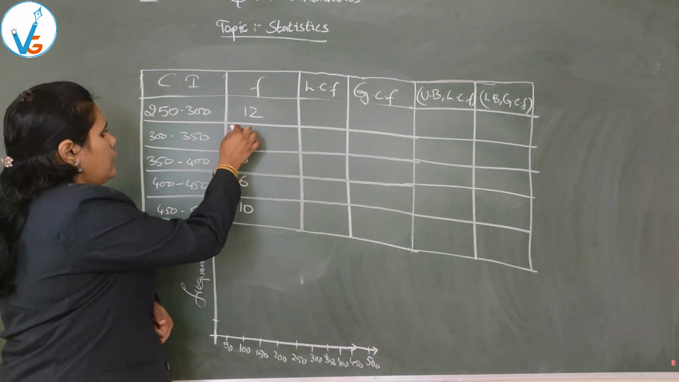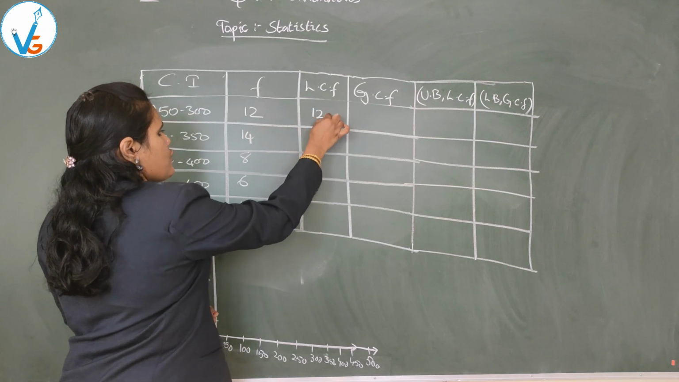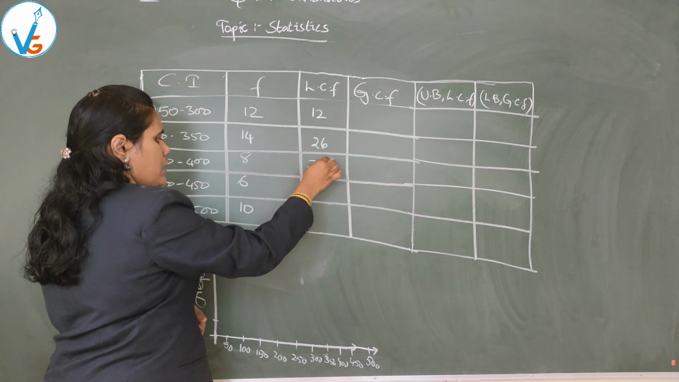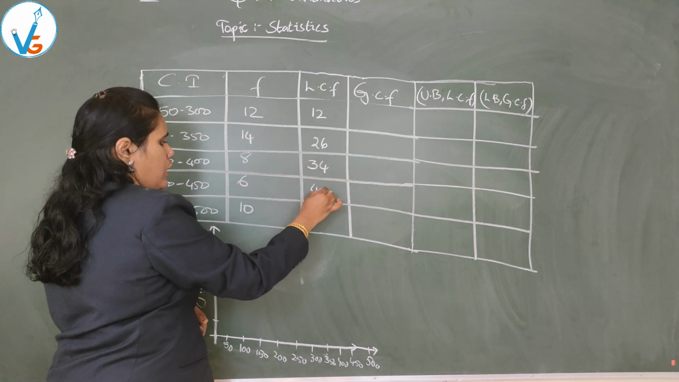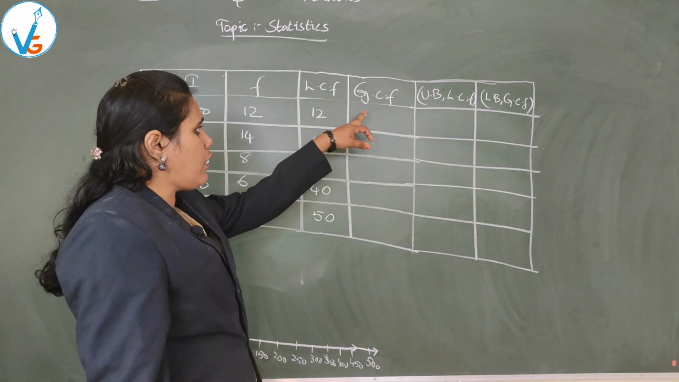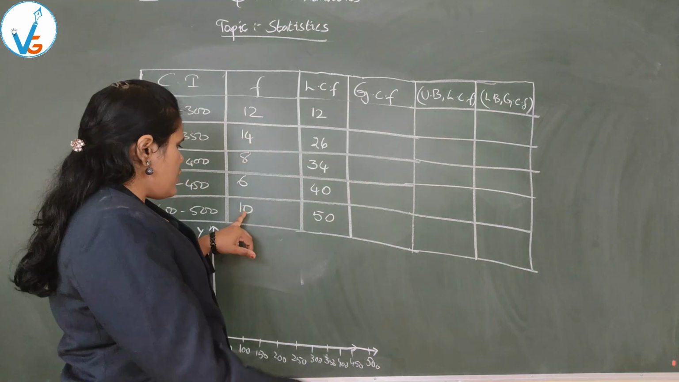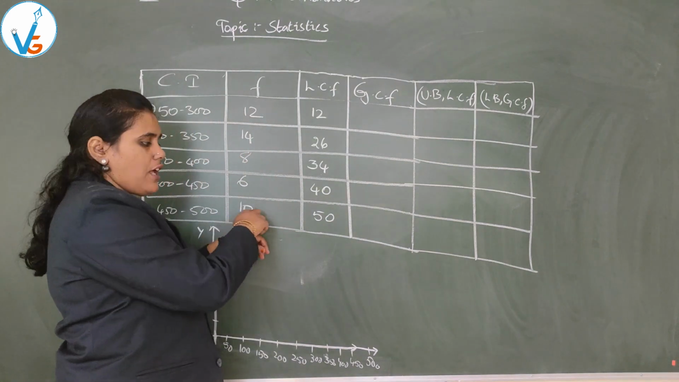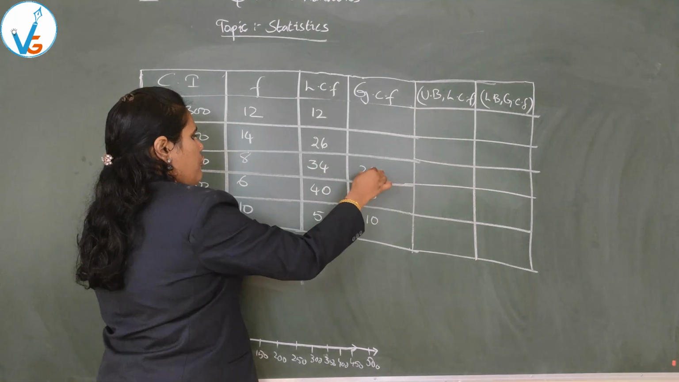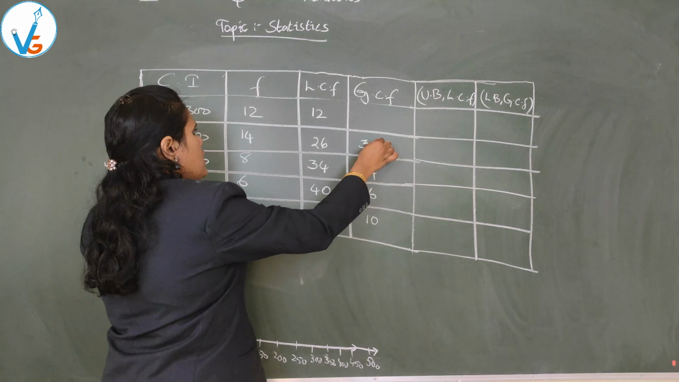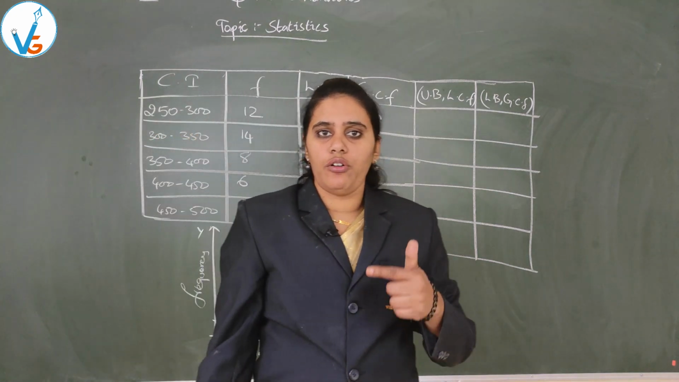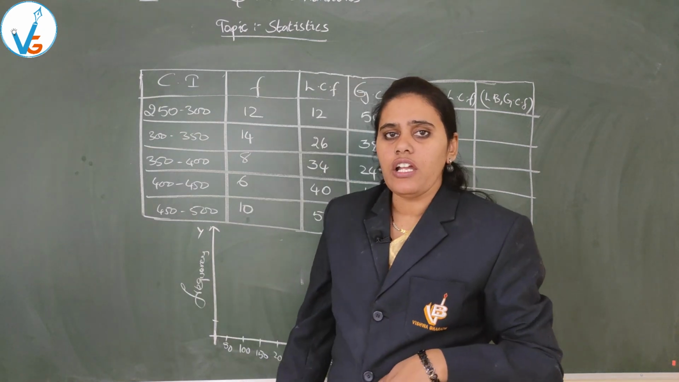I will explain how to find out less than cumulative frequency and greater than cumulative frequency. Now you see here 12, you will write it as 12. 12 plus 14 will be 26, 26 plus 8 will be 34, 34 plus 6 will be 40, 40 plus 10 will be 50. Next, how to find out your GCF? GCF will start from frequency downside: 10, 10 plus 6, 16, 16 plus 8, 24, 24 plus 14, 38, 38 plus 12 will be 50. Okay, now you understood how to find out your LCF and how to find out your GCF.